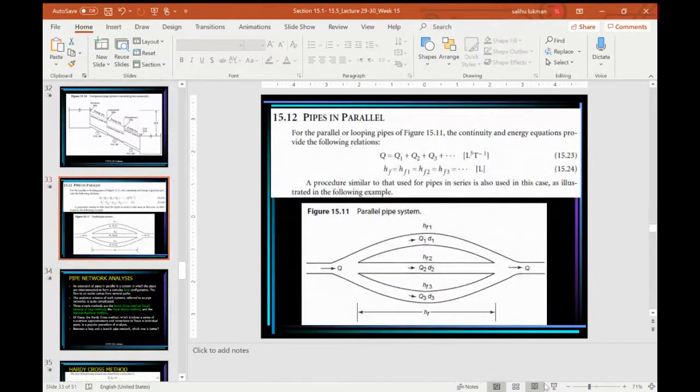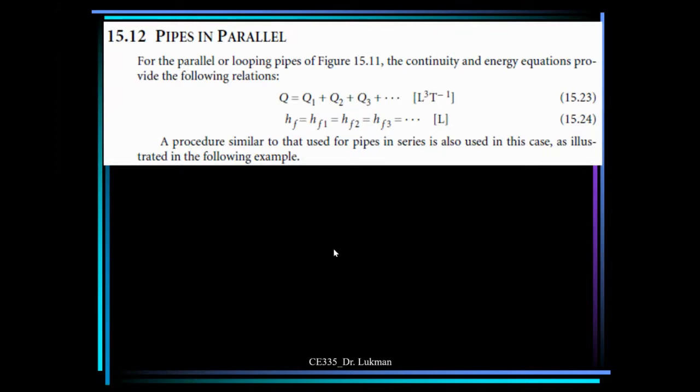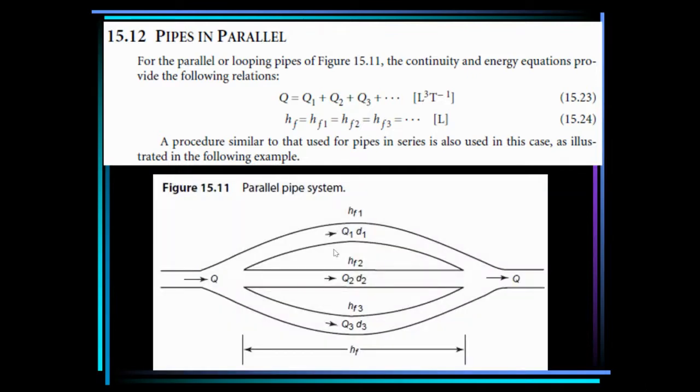Okay. Now for parallel. If it is in parallel, for the parallel or looping pipes, we call it looping pipes, in this figure, the continuity and energy equations provide the following equations. The inlet flow Q is distributed into Q1, Q2, Q3, but the outlet Q is the same because of continuity. So Q is the sum of the flow rates in each of the branches, and they will add up to become the same Q that came in.